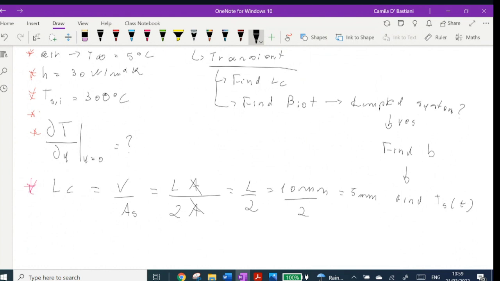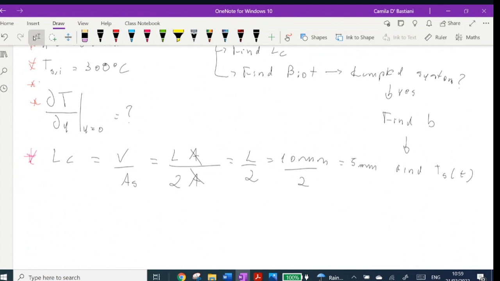From here, we are going to continue next class, and we are going to finish the application of the lumped capacitance method and find the change of temperature. Any questions before we finish the class? Everything all right?